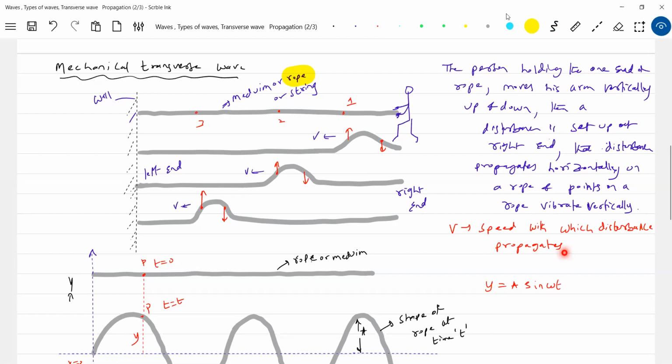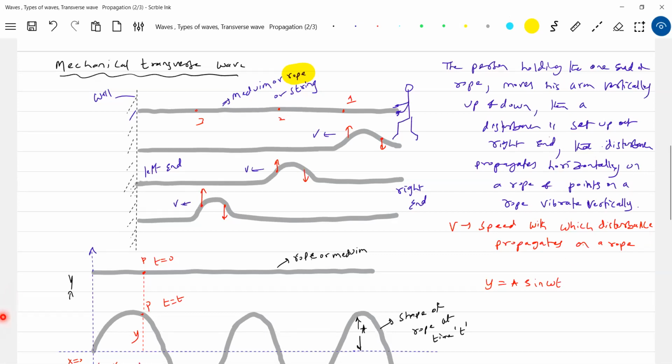Speed with which a disturbance propagates on a rope. The word disturbance is nothing but wave propagation. Instead of saying a disturbance propagates on a rope, shall I say that a wave propagates? In common language we say disturbance propagating; technically, we say wave propagating. Got the idea now?